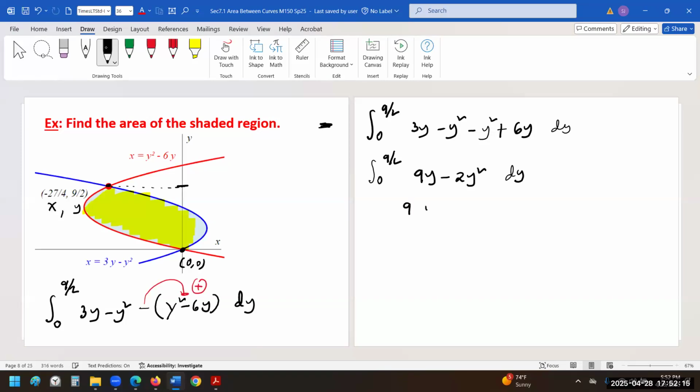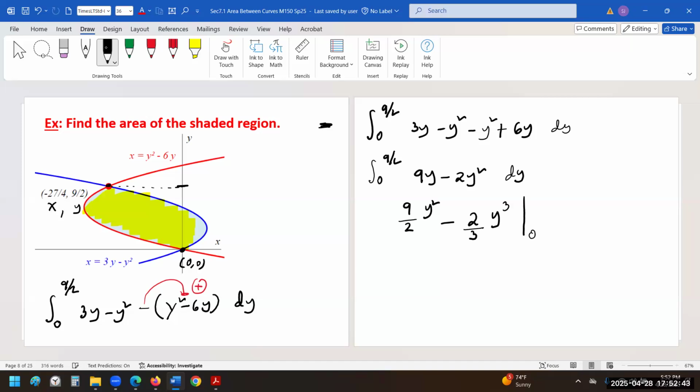So we have 9 y squared, and then we divide by 2. So let me put the 2 below 9. And then we have 2 y squared. What's the antiderivative of y squared? y to the third, and then we divide by 3. So let me put the 3 below 2. We don't have to put plus c because this is a definite integral.